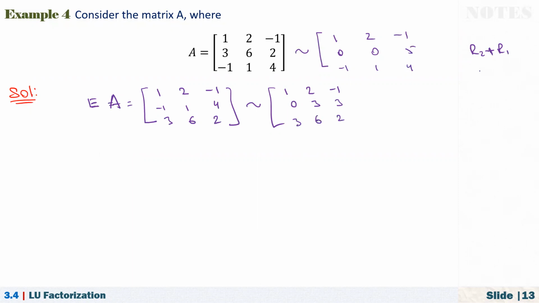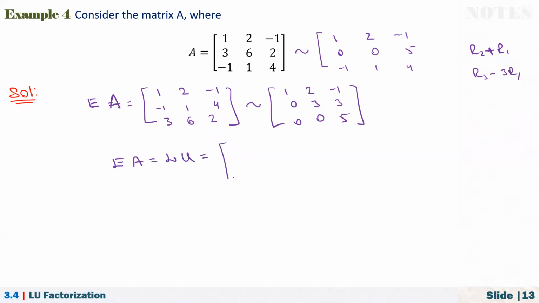Actually, I can perform the same thing at the same time: R3 minus 3 times R1. If you multiply the first row by -3 and add it to the third row, here we have 3, 6, and 2. So -3 plus 3 is 0, -6 plus 6 is 0, and 3 plus 2 is equal to 5. So from here, I can write E times A equals LU.